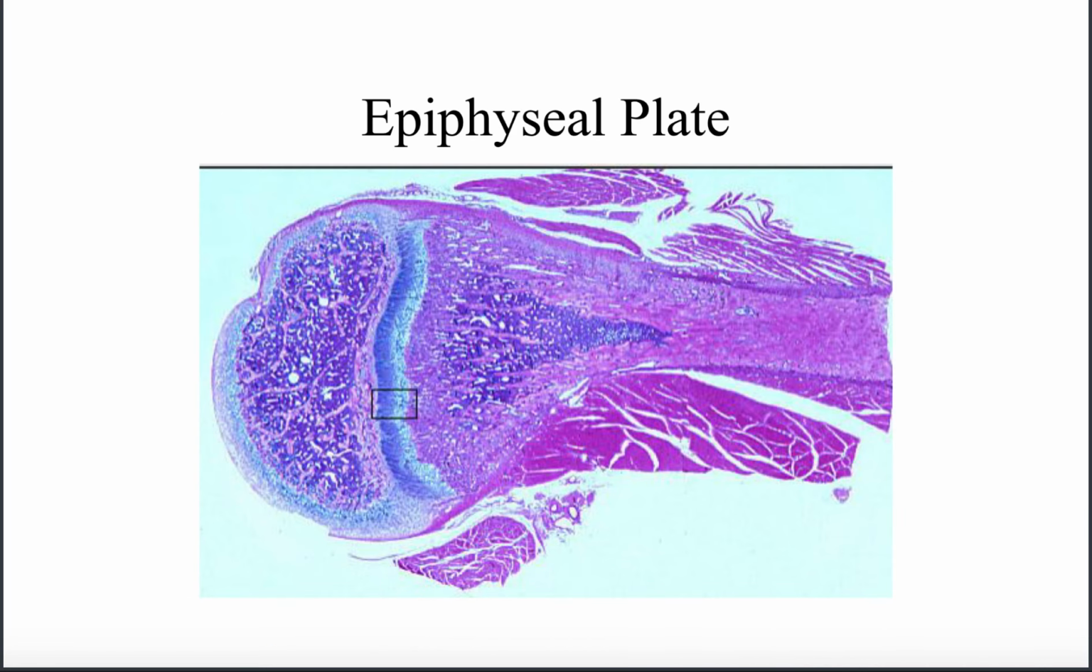So this is just a picture of a microscope slice of the bone. So you can kind of see where the cartilage is versus the bone.